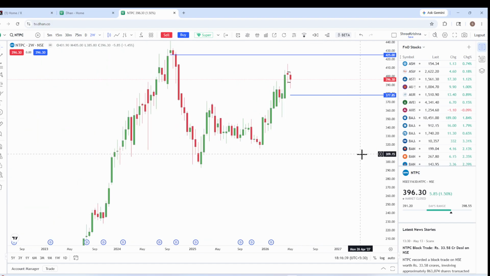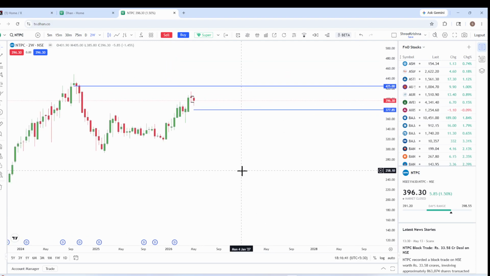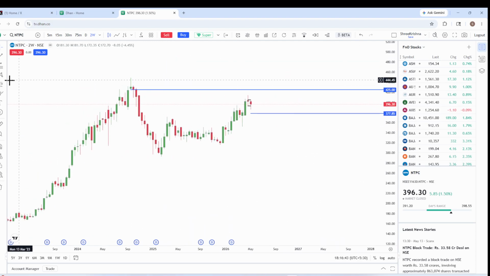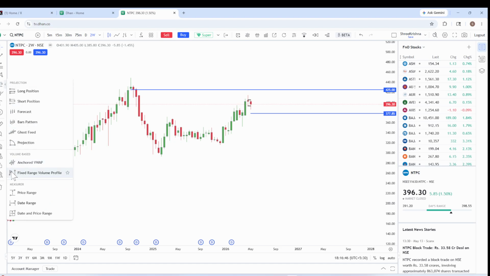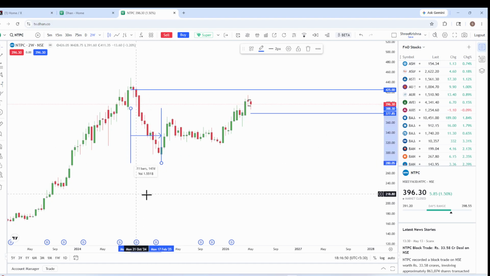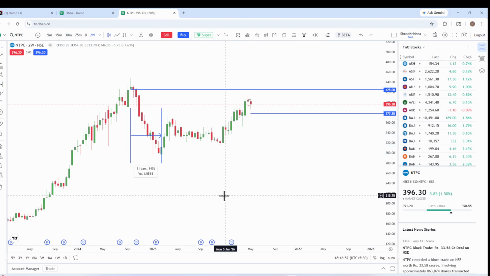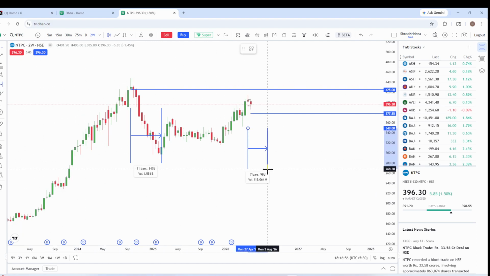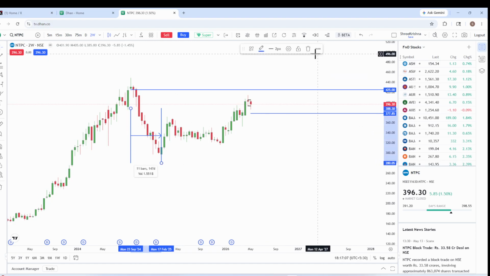But remember one thing, this takes time. It has taken 11 bars from there to here. That means 22 weeks. From this point, it might take an equal 11 bars, again 22 weeks. For the next 22 weeks, I have a business to do.